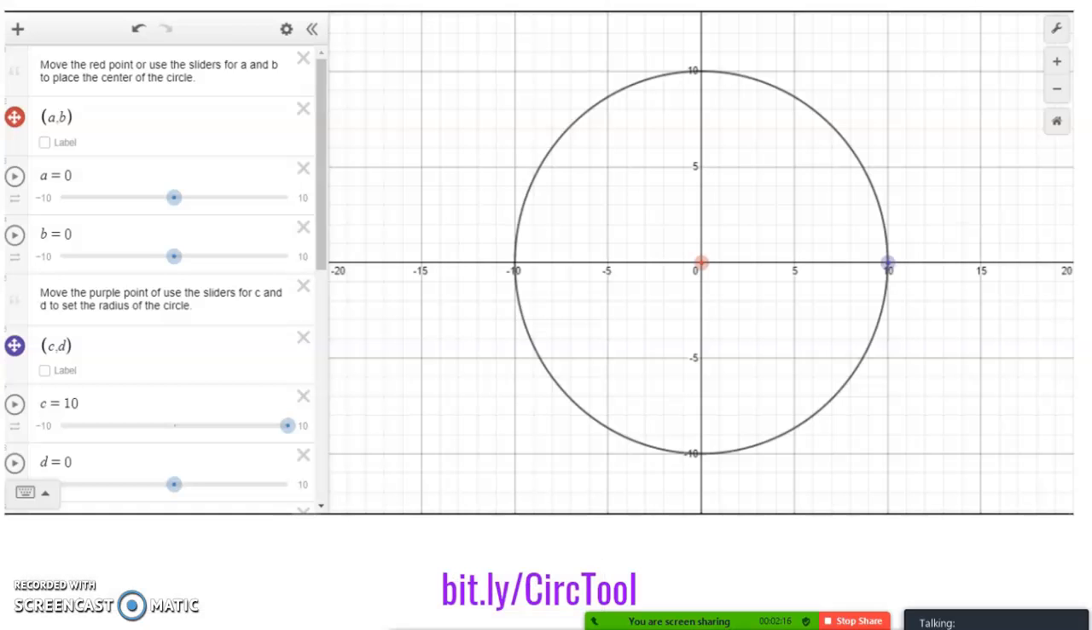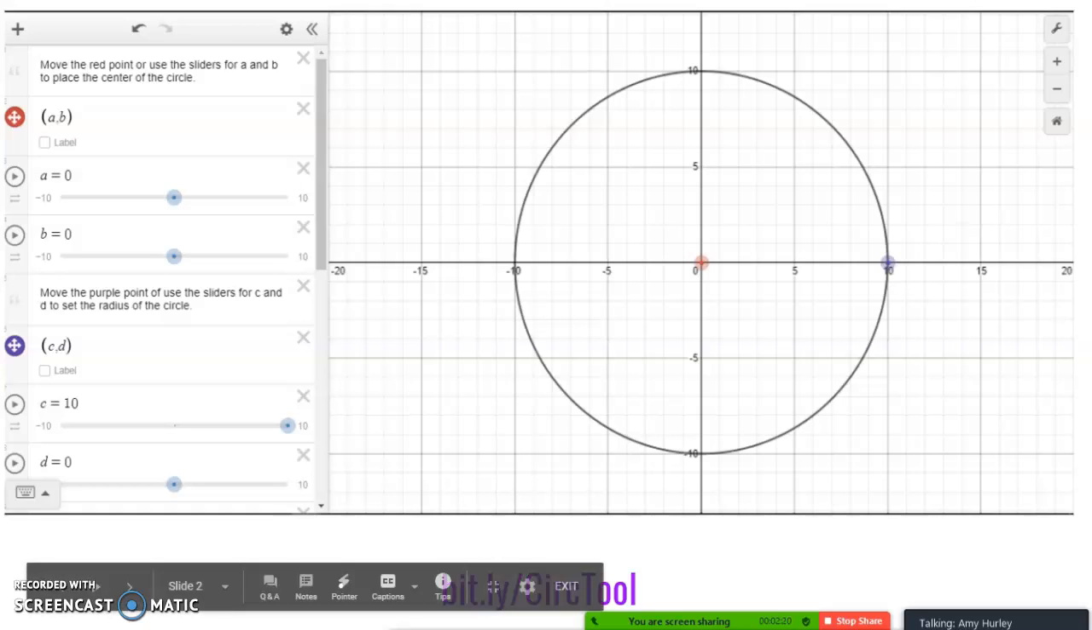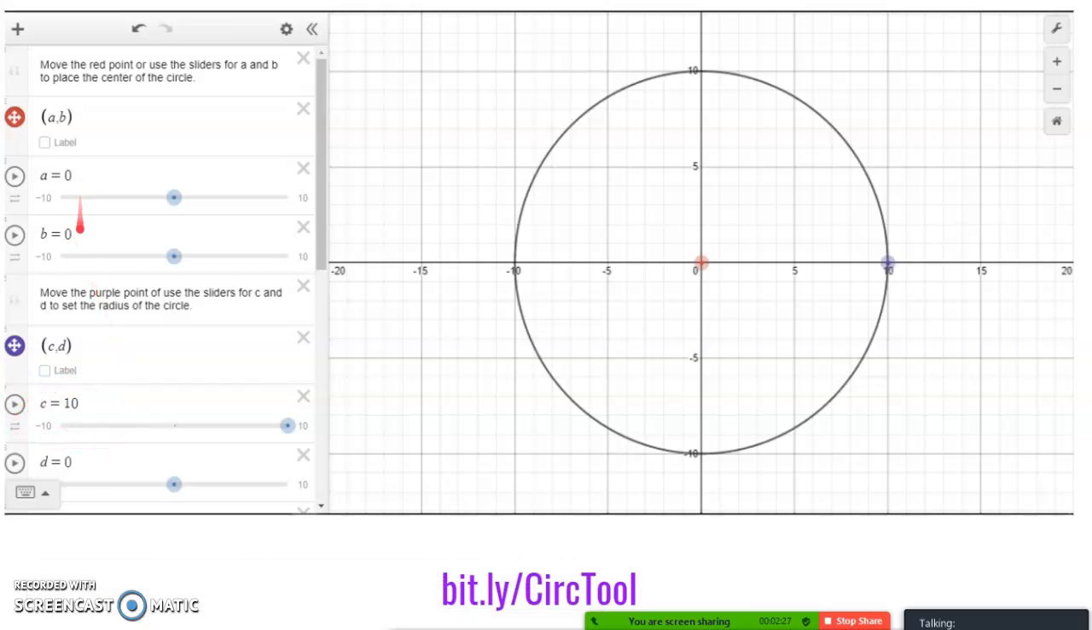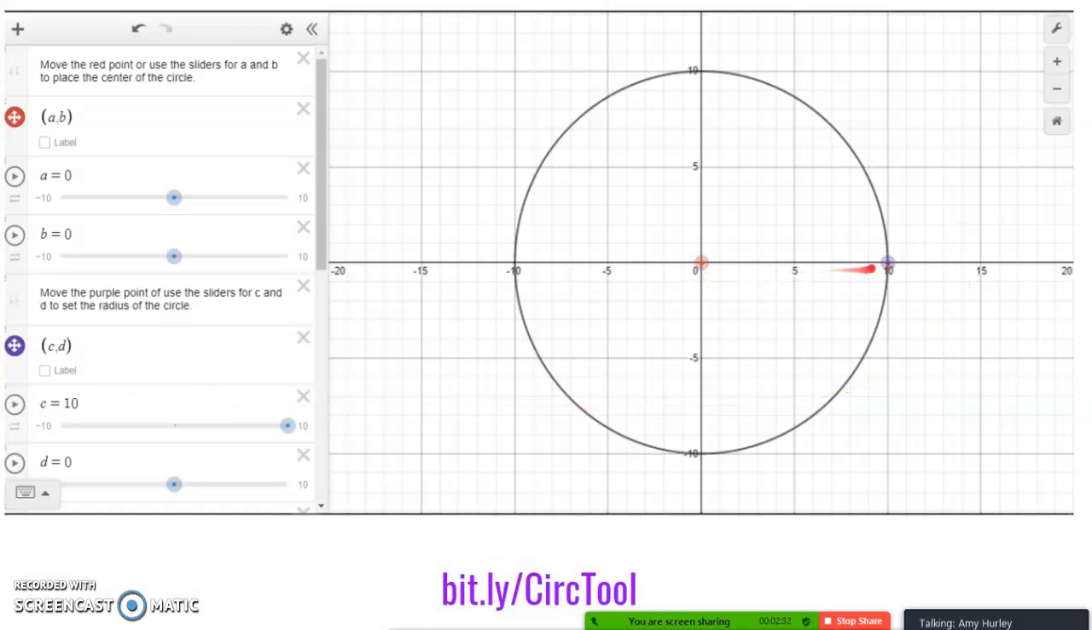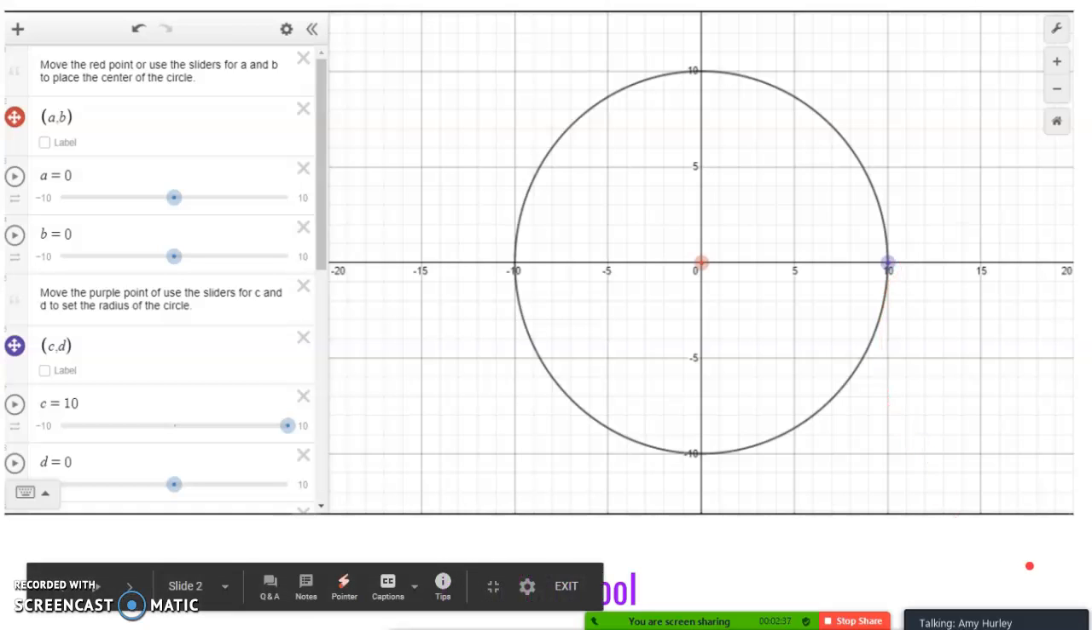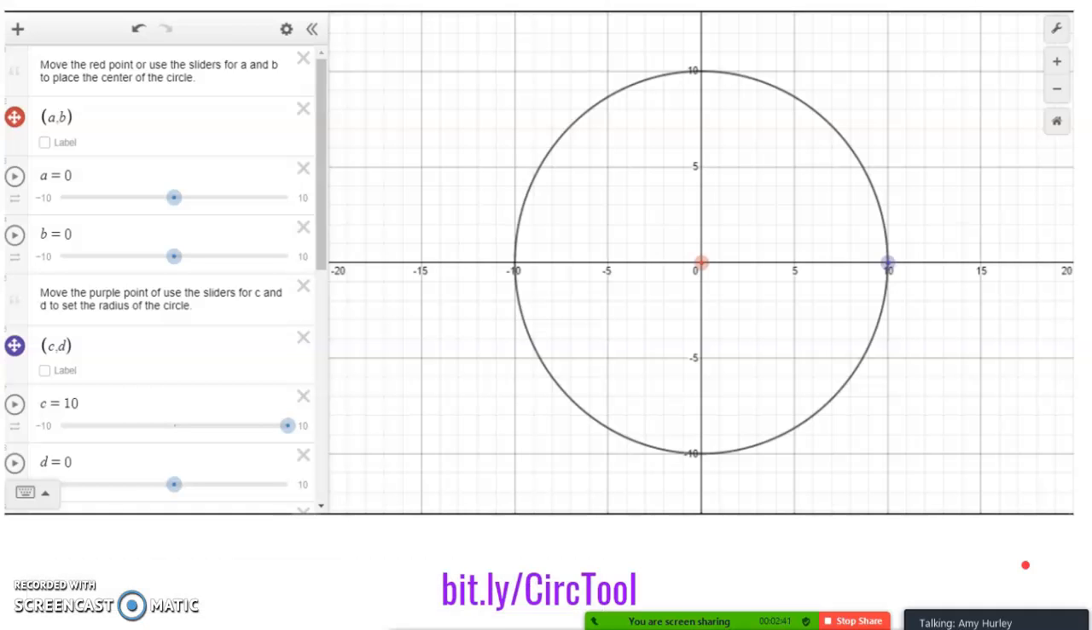Okay, this is what your circle's going to look like on your circle tool. All we did is we came over here and we changed C to 10. Everything else stayed 0, 0, 0. Just change your C to 10. There's your circle with a radius of 10. And this is what we're going to use today. We are in the textbook, chapter 12, section 12.1.1. So you can follow along in the textbook or in the guided notes that I copied from the textbook.